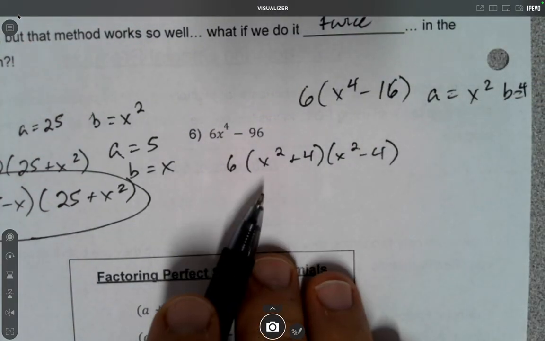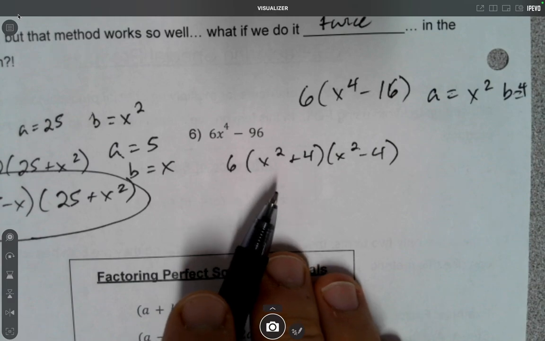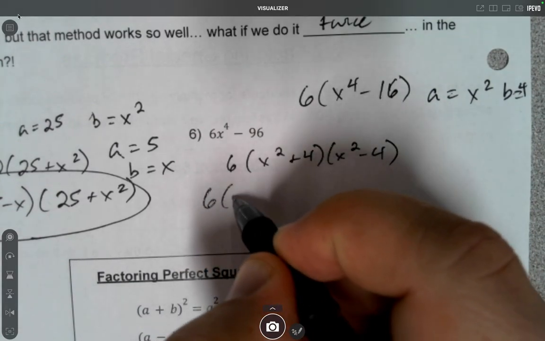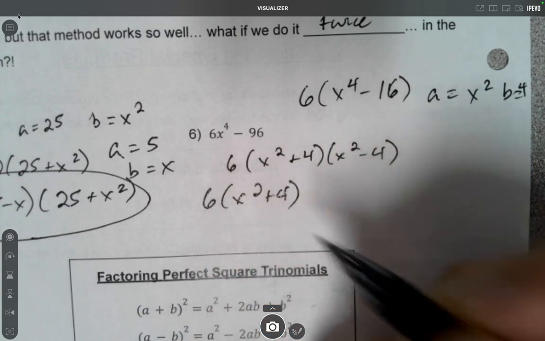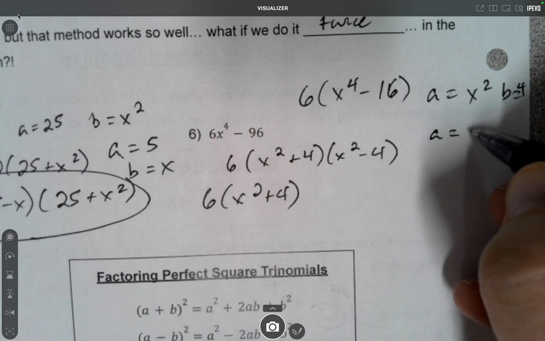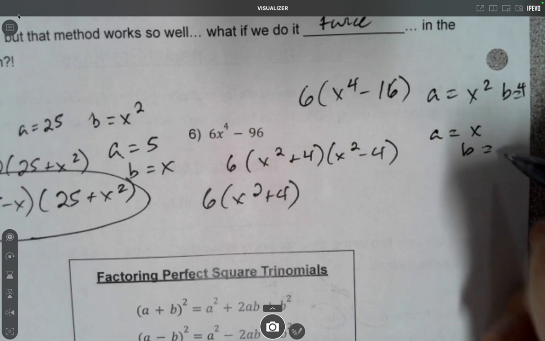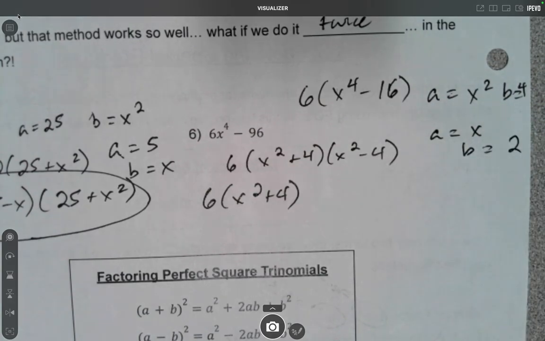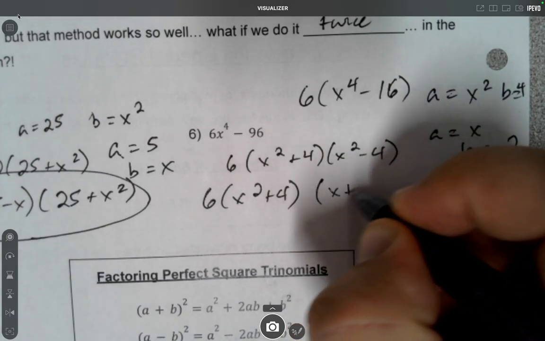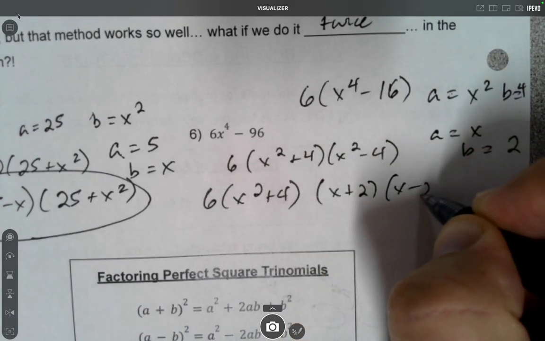So just like last time, the x squared plus 4 cannot change any. That's done. It's a plus, not a minus, so we can't call it a difference of squares. But this one, we can do the process again. We can say a is the square root of x squared, which is x. B is the square root of 4, which is 2. So that gives me x plus 2, x minus 2.